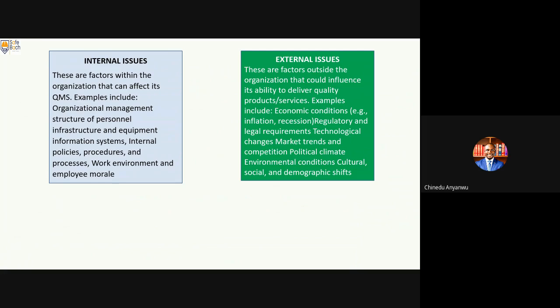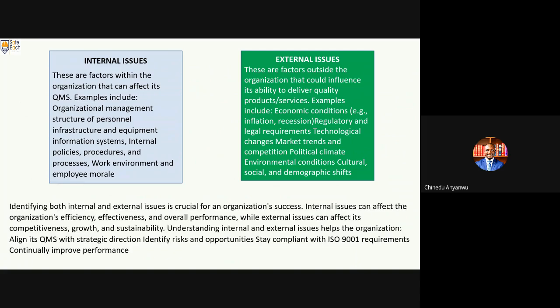External issues, on the other hand, are factors outside the organization that could influence its ability to deliver quality products and services. It is not in the control of the organization, but it can influence the ability of the organization. Examples of this include economic conditions, inflation, recessions, regulatory and legal requirements, technological changes, market trends, competition, political climates, environmental conditions, and social and, of course, demographic shifts. These are outside the organization's control.